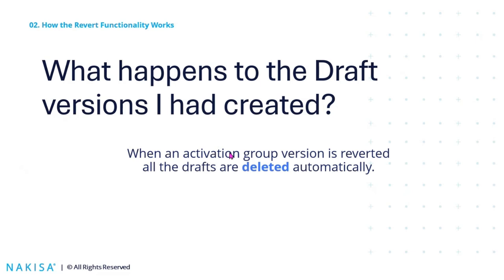The next topic I would like to cover is the drafts. The user is asking, what happened to the drafts that I had created? Because now with the latest version, you can have multiple drafts. A user can have 5 drafts, and then they identify the mistake. Once they revert, what happens to the drafts? The drafts will automatically get deleted when the revert function is used, so they will no longer be available.